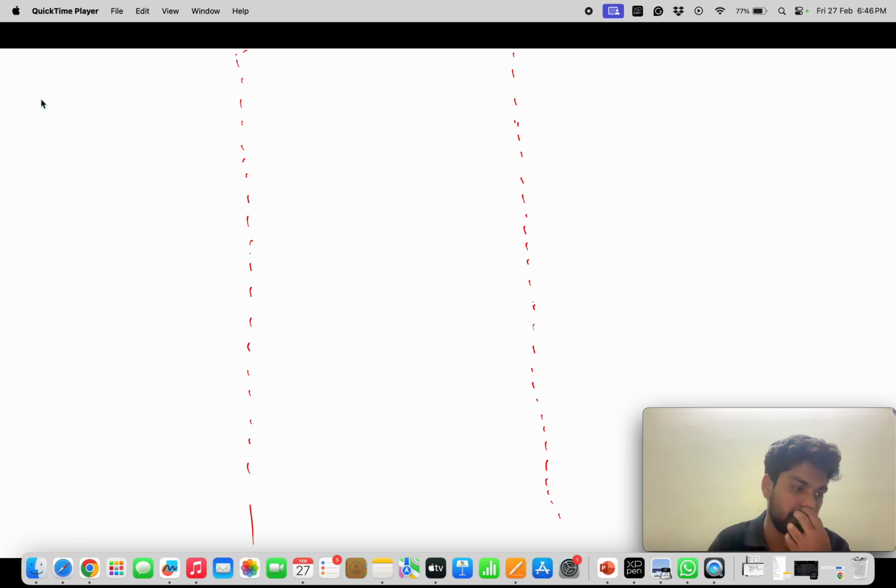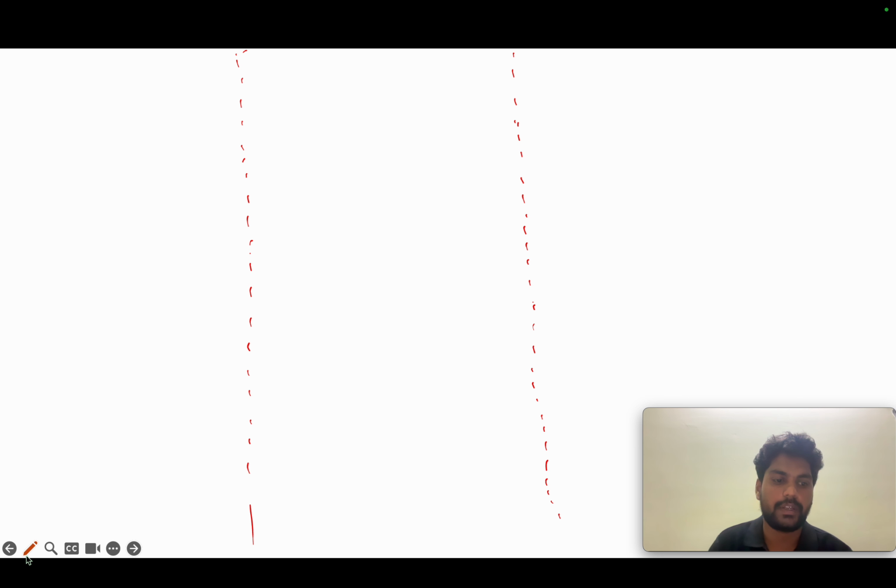So whatever the sir has discussed, I'm trying to give it in the derivation form so that it will be easy for you to understand. That's why I'm doing these derivations.